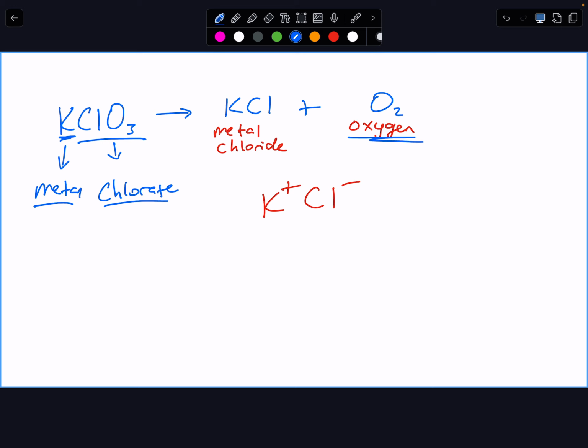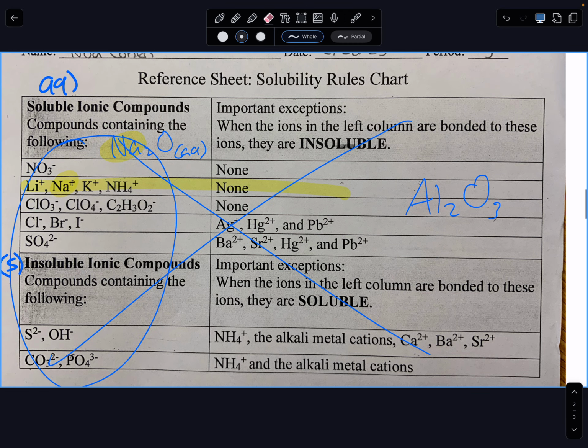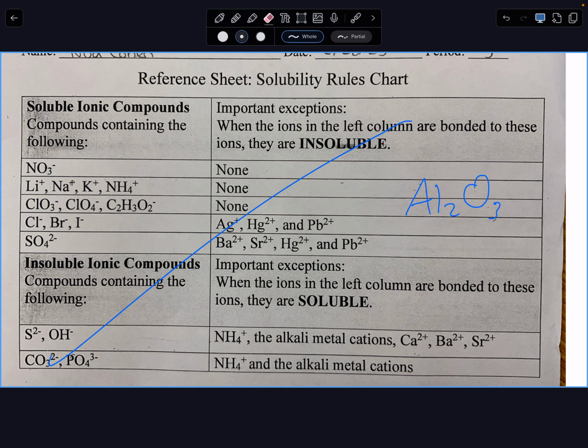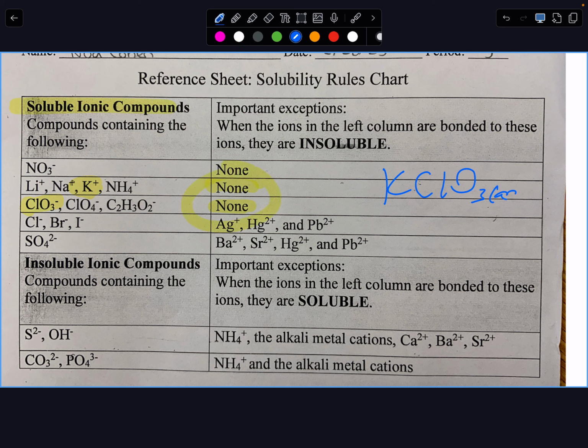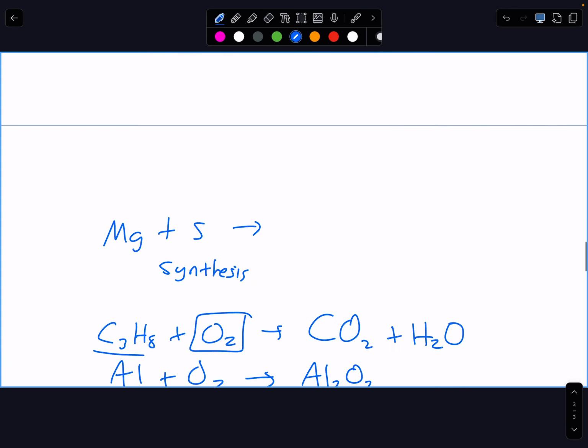Can you do only the state of matter? Okay. So let's do this one. KClO3. Do you see K or ClO3 anywhere here? Which one? K and ClO3. Both of them, right, they have no exceptions. They are both aqueous, yes? Perfect. Aqueous. We'll write that down.